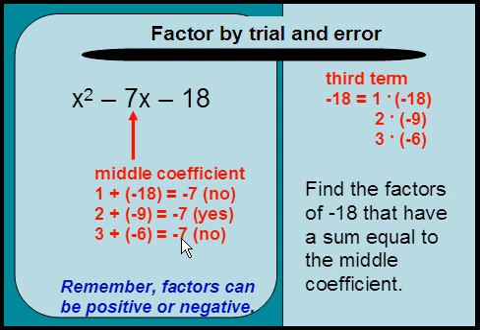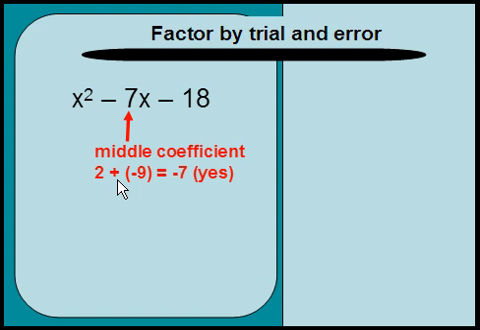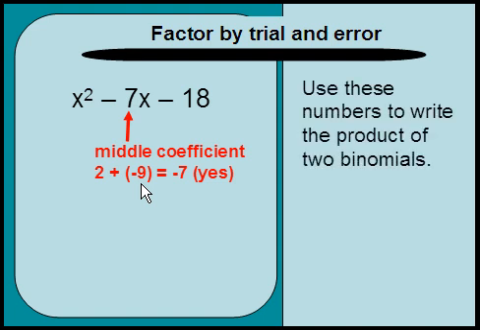Remember, on each of these, there's only one set of numbers that will help us factor this polynomial. And in this case, we're going to use the factors 2 and negative 9. We're going to use these numbers to write two binomials, and those binomials will be x plus 2 times x minus 9.